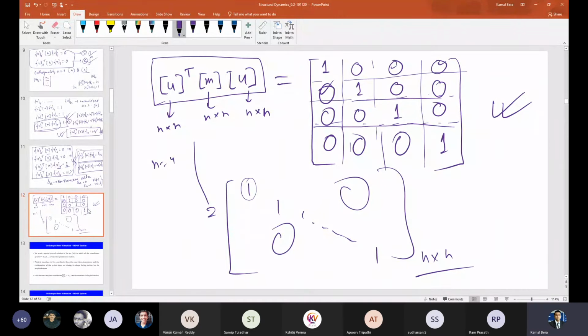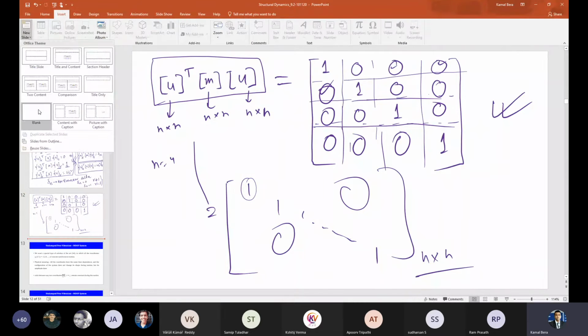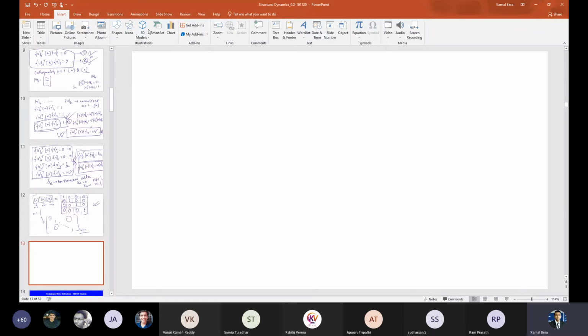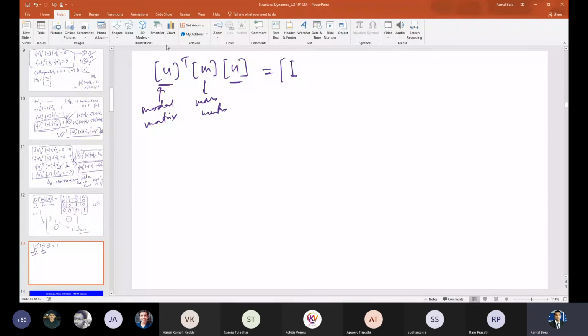Okay, so I'll assume that it is okay for you. Now, what did you get? U transpose M U. U is your modal matrix, and M is the mass matrix. This is the modal matrix, and this is the mass matrix. So you got an identity matrix. I am calling it I.